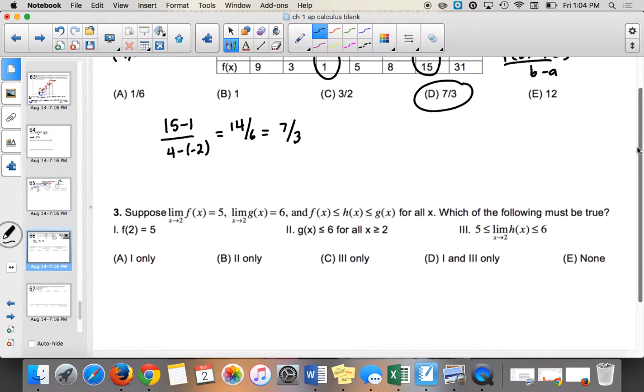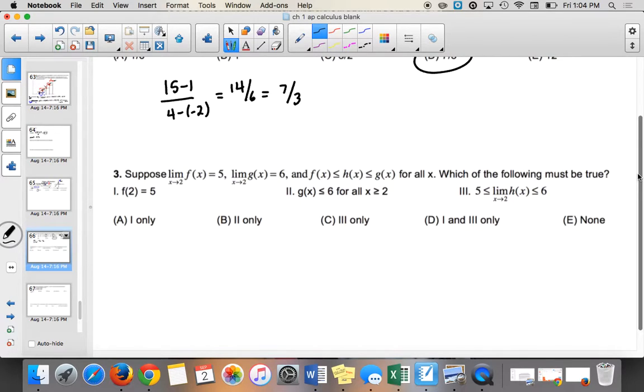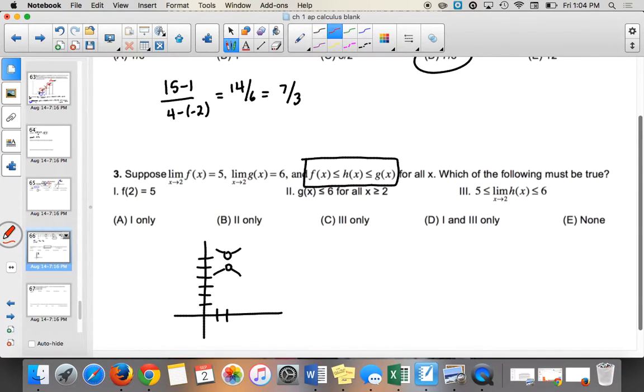Is this reminding you guys of some kind of theorem that we might have learned in class when we look at the next one? It is the Squeeze Theorem. So it says that h is sandwiched between f of x and g of x. And the limit as we go towards 2 for f of x is 5, and the limit as we go towards 2 for g of x is 6. So I don't know exactly how this is drawn. Something like, I don't know, it can look like that. But our other graph is sandwiched between them.